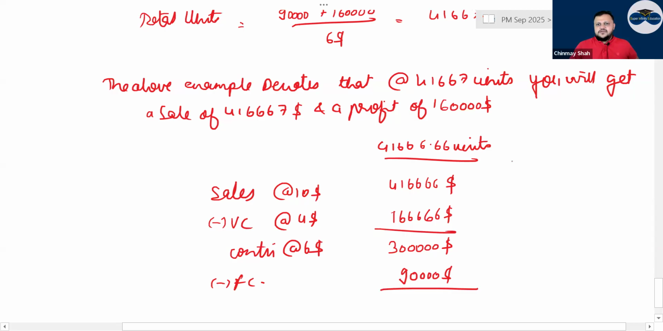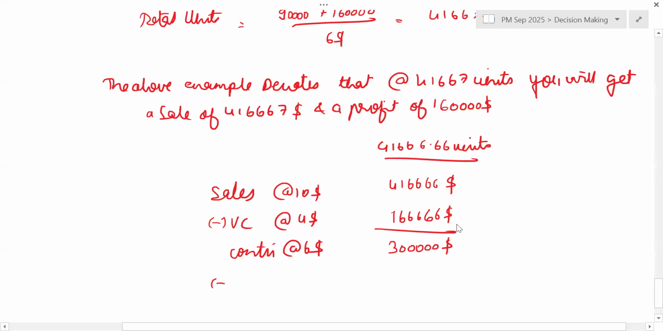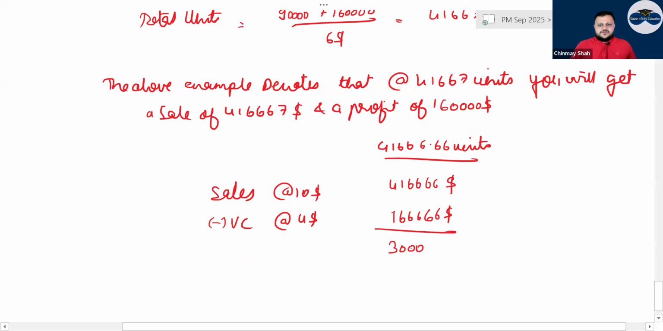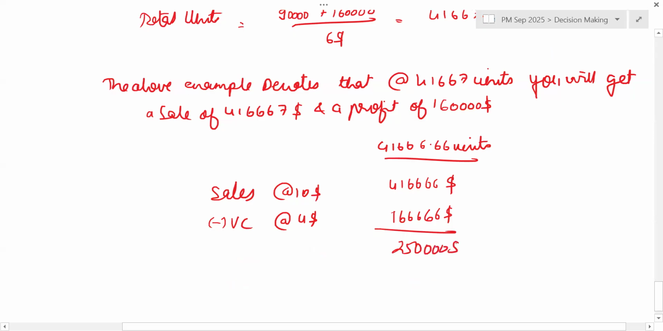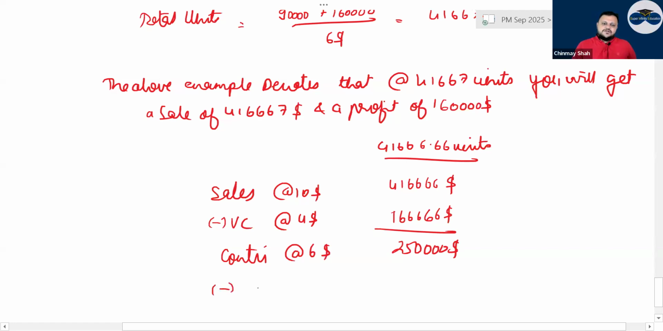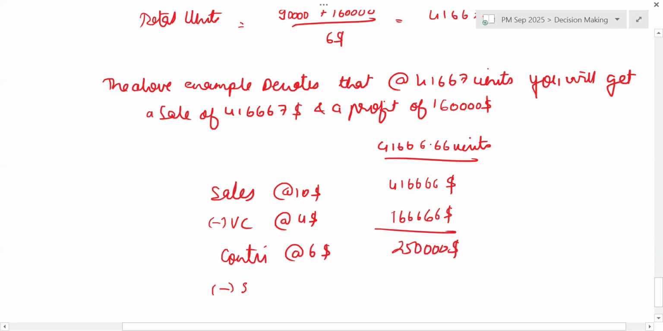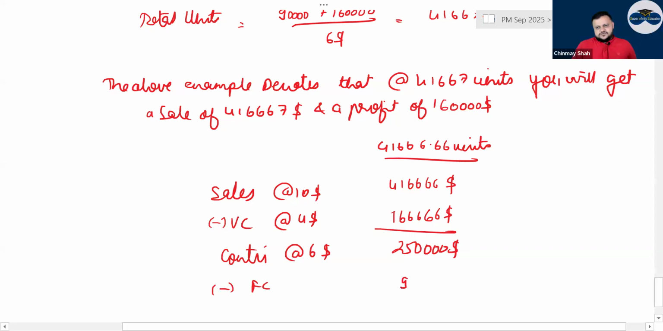Wait, one minute, my mistake. Contribution will be $250,000. Yes, my mistake. Contribution is how much? I don't have a calculator. 250,000, correct? Minus 90,000, then 160,000 will come. From contribution, what will I deduct? Fixed cost of how much? 90,000. It will give me a profit of how much? 160,000.